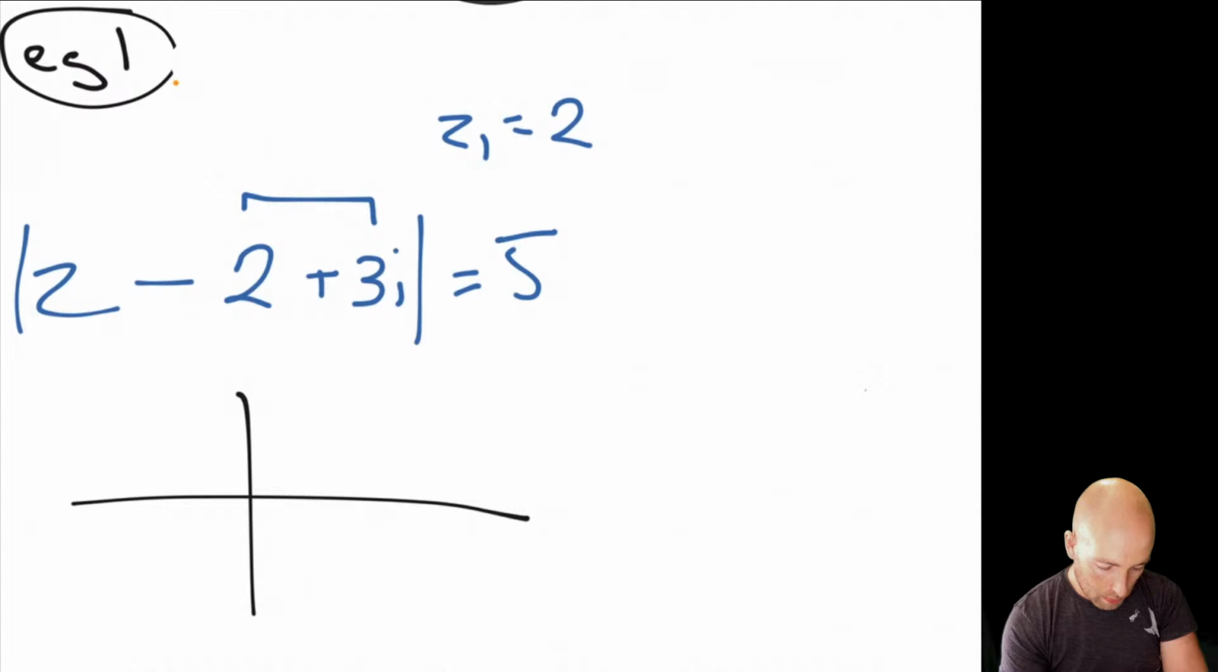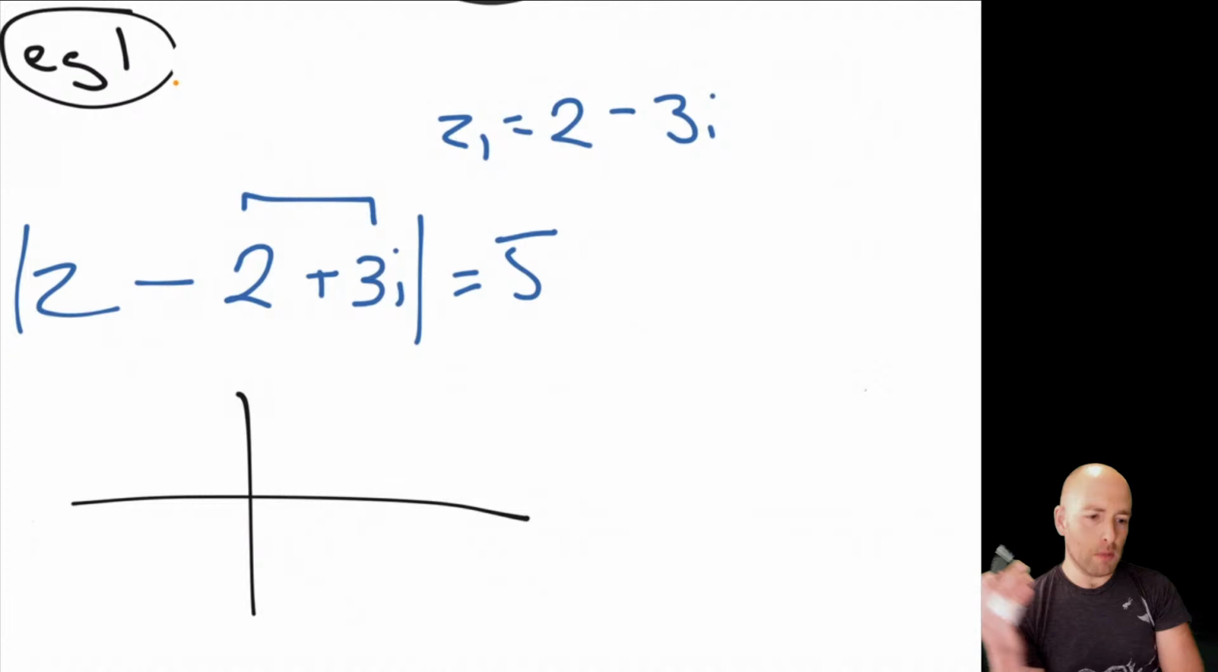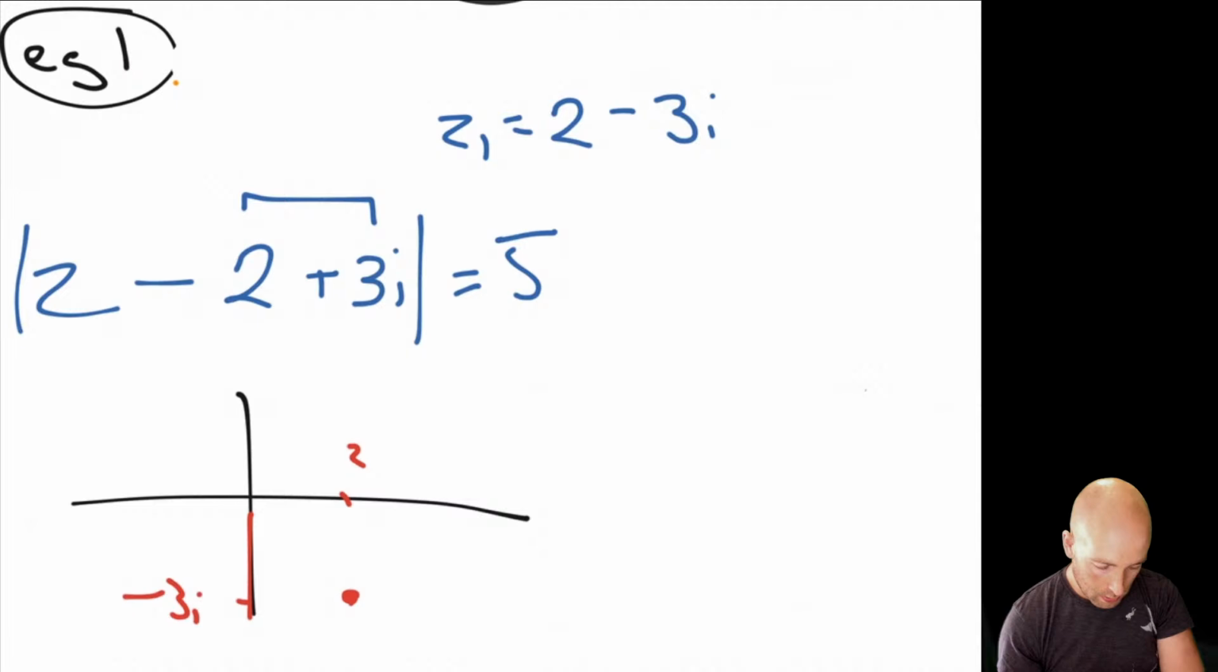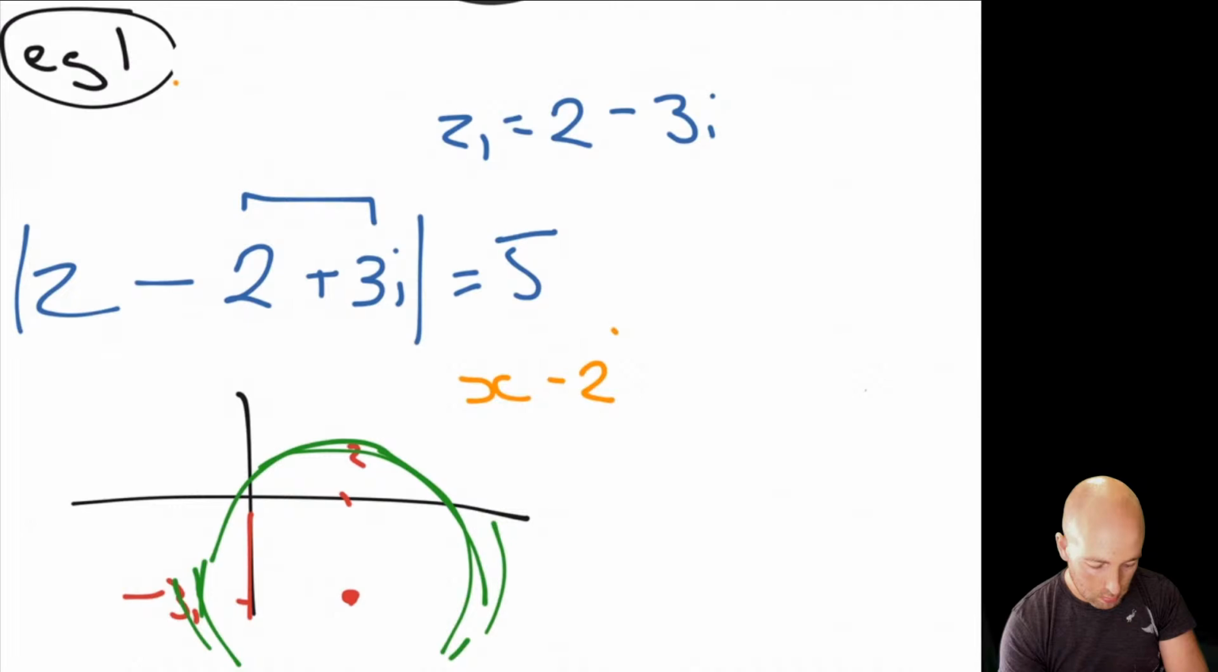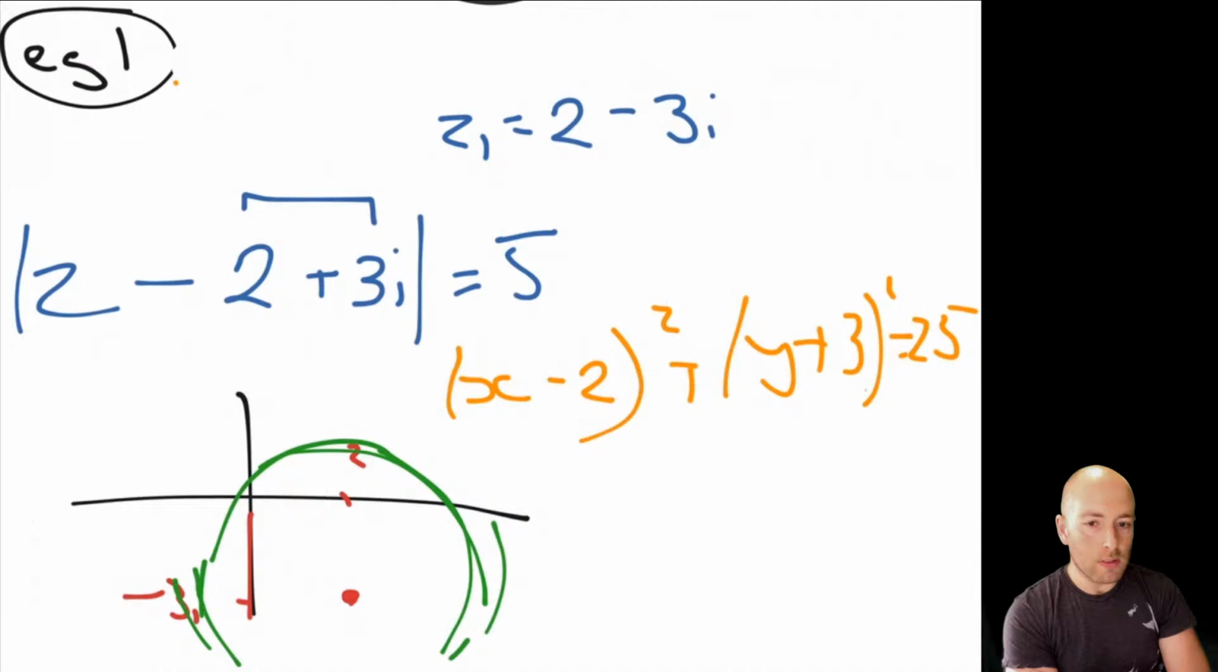Because you've got to change the sign, so we're doing z minus z1. So sketch that: we've got 2, and minus 3i here. The radius is 5, so it's going to be quite a big circle this time. But then I can turn that into a Cartesian circle. I can say x minus 2 squared plus y plus 3 squared is 25. And I can use that equation to find where it crosses here.